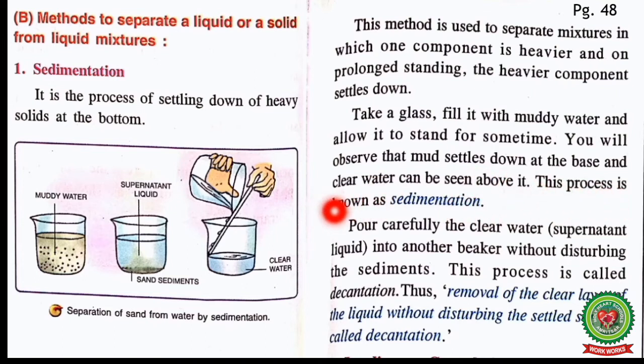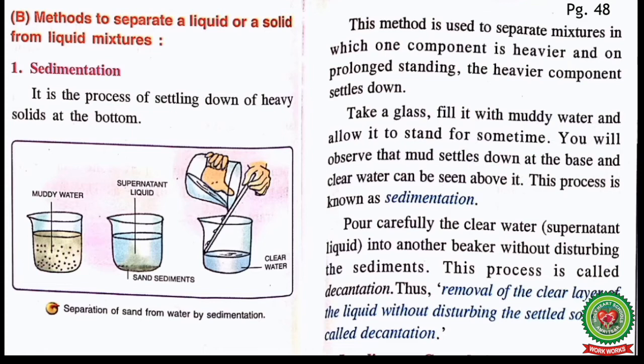This process is called sedimentation. The definition we have already discussed. Pour carefully the clear liquid, that is the supernatant liquid, into another beaker without disturbing the sediments. This process is called decantation. The removal of the clear layer of liquid without disturbing the settled solids, that is sediments, is called decantation.